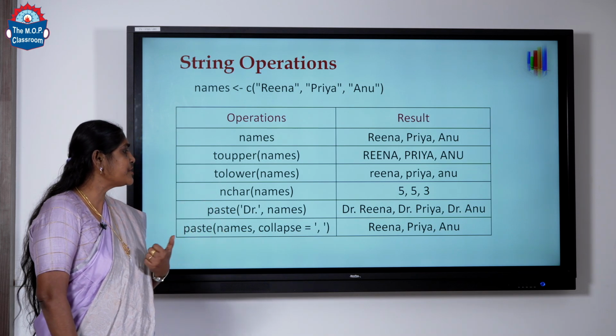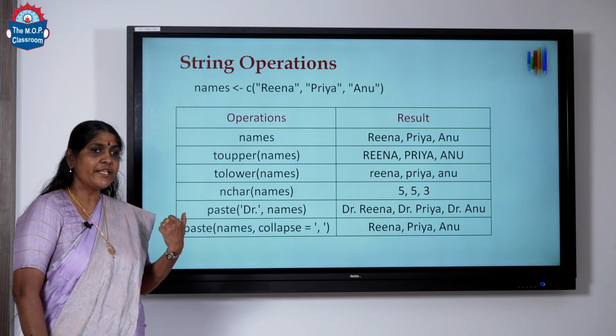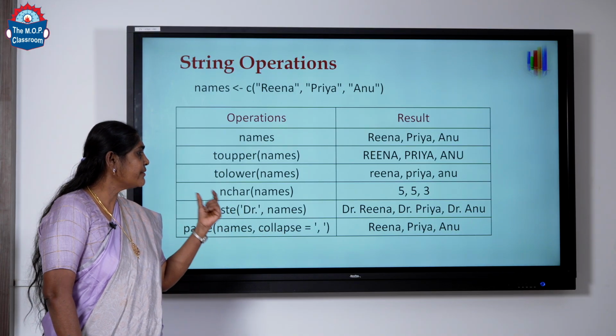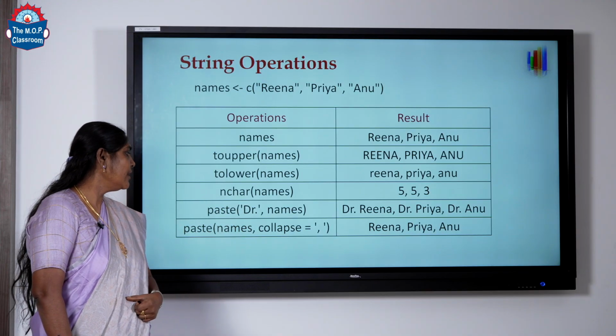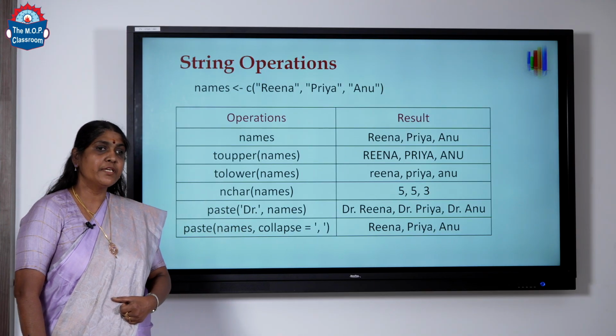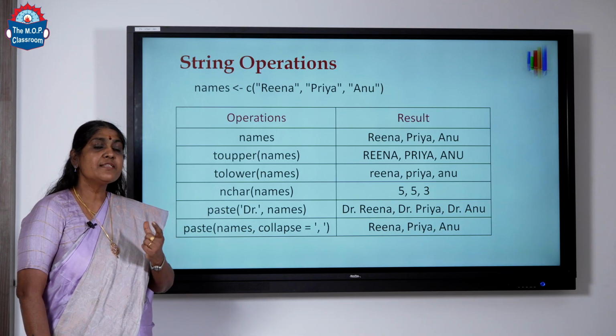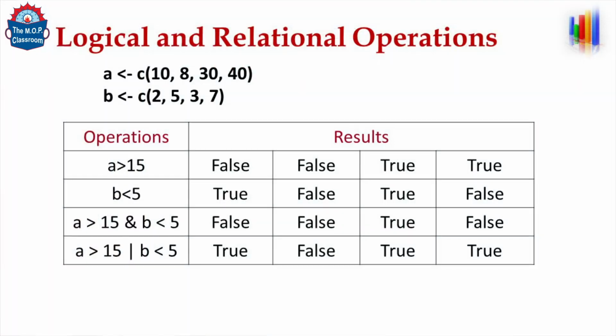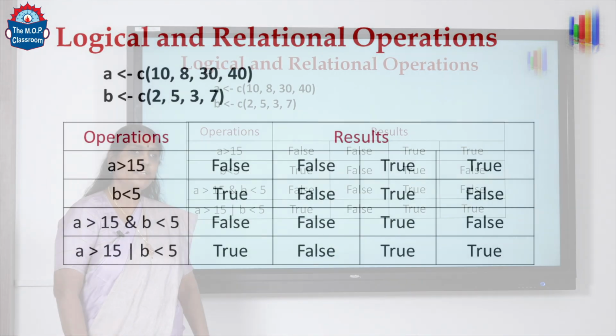Here we have made use of "Doctor.", which means that for every element inside the vector, the prefix Doctor will be added. Also, we can make use of the collapse operation, which converts the vector into a single string, making use of the connector. The next set of operations we will learn is the relational and the logical operations.